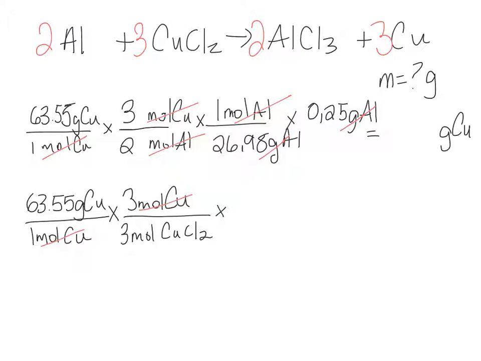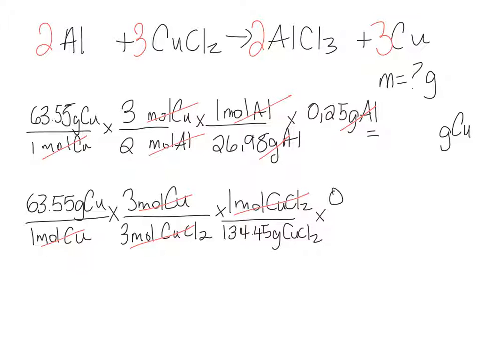I need to get rid of moles of copper 2 chloride. So I use the molar mass. So that gets rid of our moles of CuCl2. Gives me grams, so I need to use my grams of CuCl2. Now that's gone. The only unit I'm left with is grams of copper.